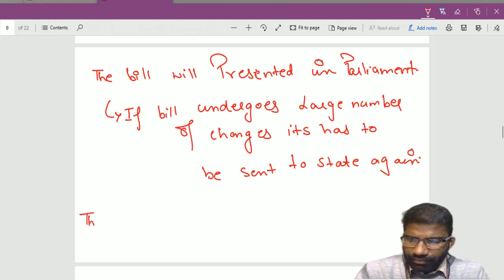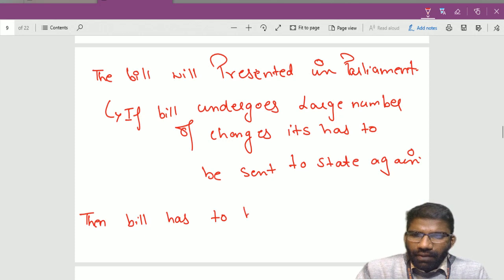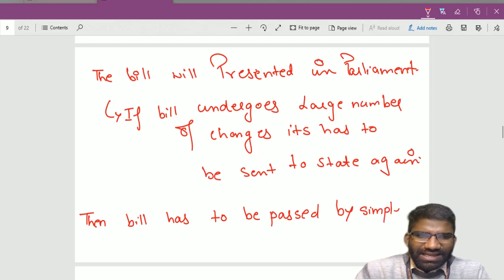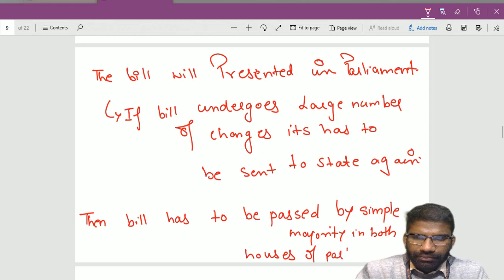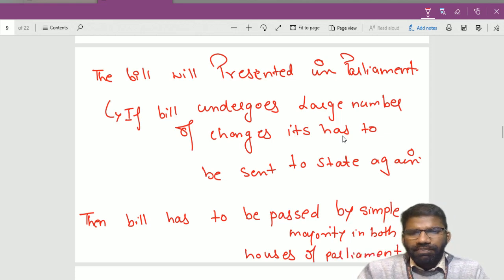Then the bill has to be passed by simple majority. Note this point, the bill has to be passed by simple majority in both houses of Parliament.